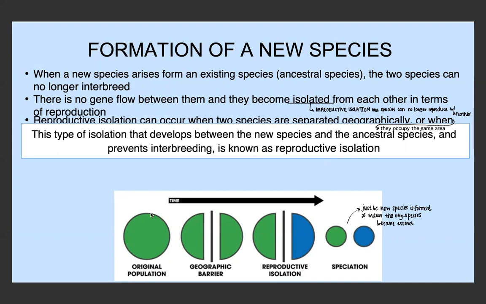So we just start with the original population, all in green. They're then separated by a geographic barrier. Over time, and it's important to know that this takes a long time, it's not going to happen over one generation. When these two species are separated, there's no gene flow between the populations.